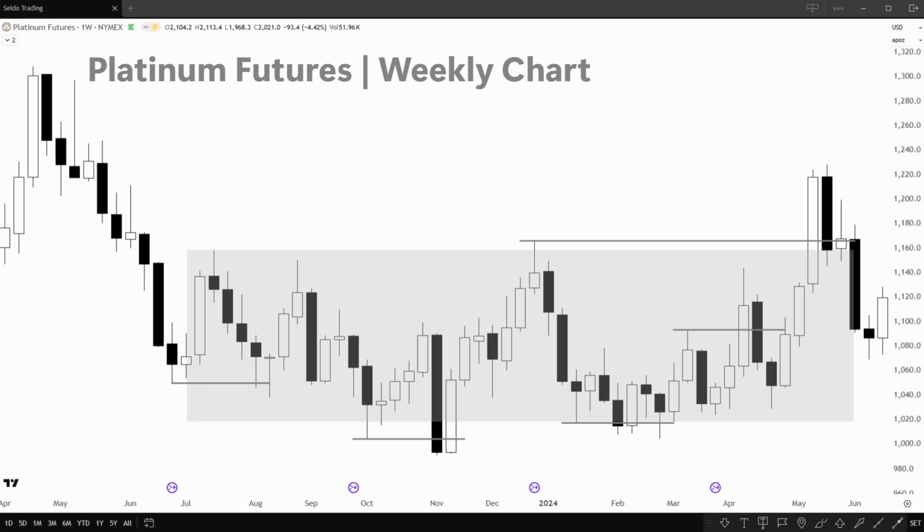This is why context matters before you do anything else. A valid signal on your execution time frame can still be a low probability trade, depending on where it sits within the higher time frame picture. Understanding that picture is what the rest of this lesson is about.